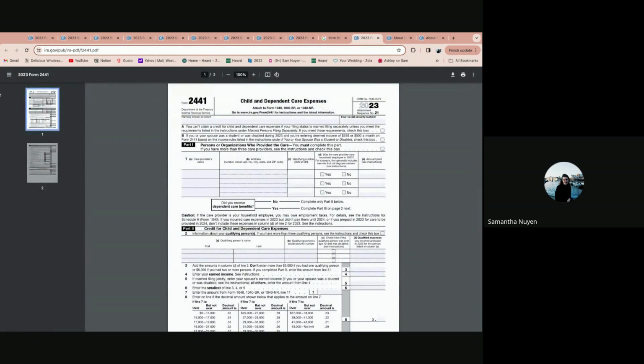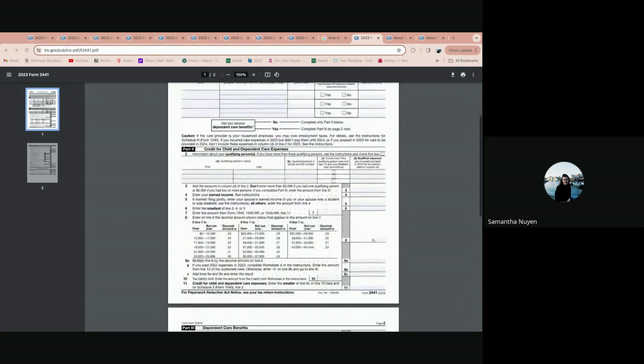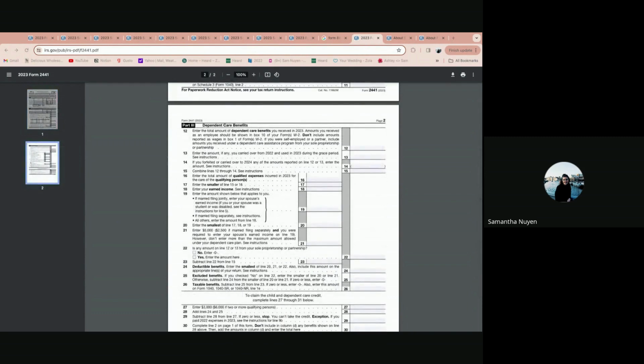Now in Form 2441, this is going over any child care expenses you have. So this would list the child care provider name, the address, the EIN or SSN, and the amount paid. And any credits you get on the child care expenses would be listed here in Part 2. Part 3 would then show any benefits of the child care expense.